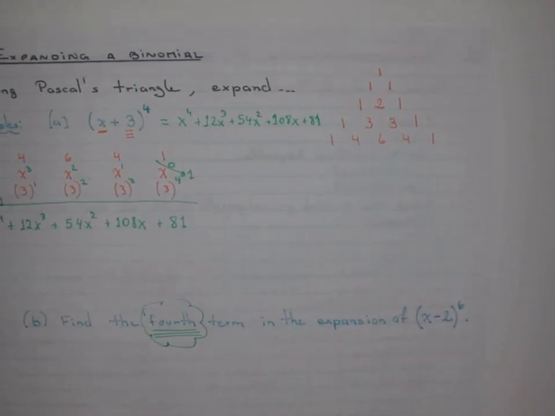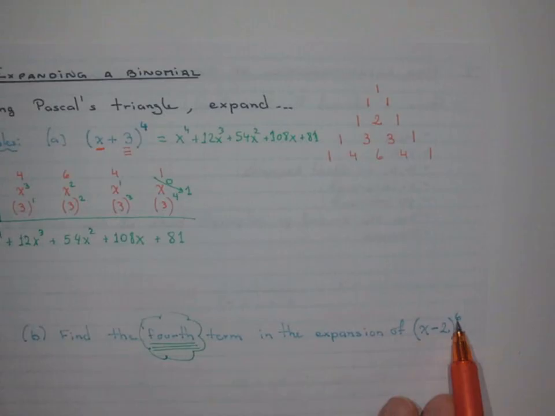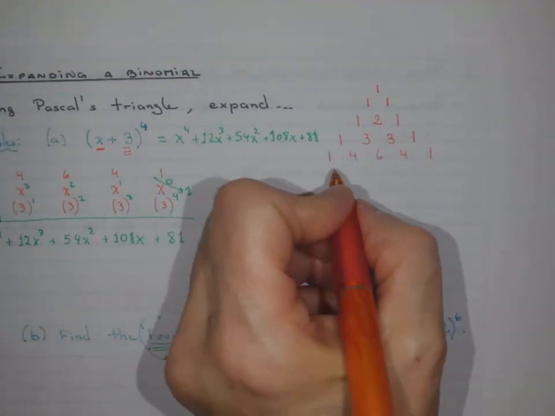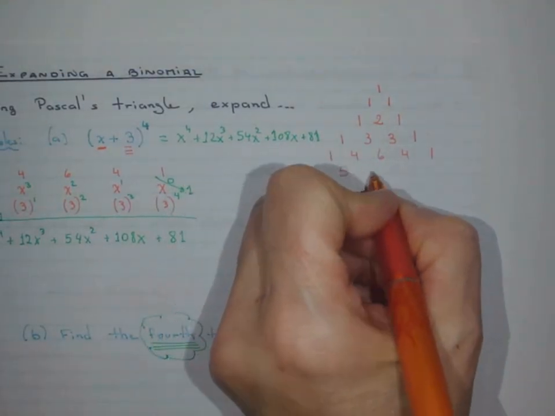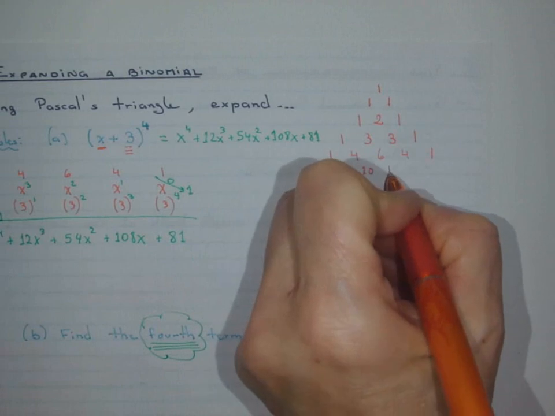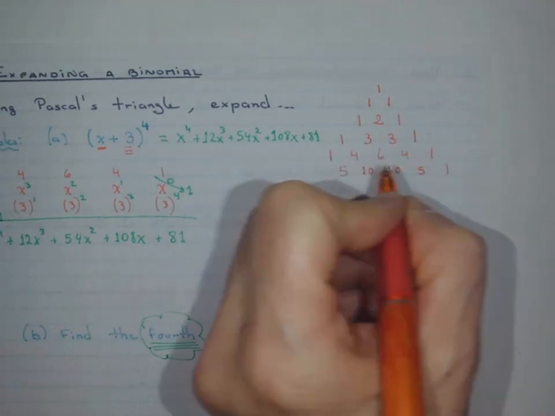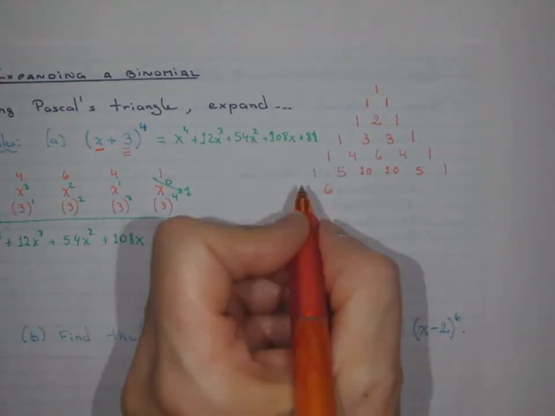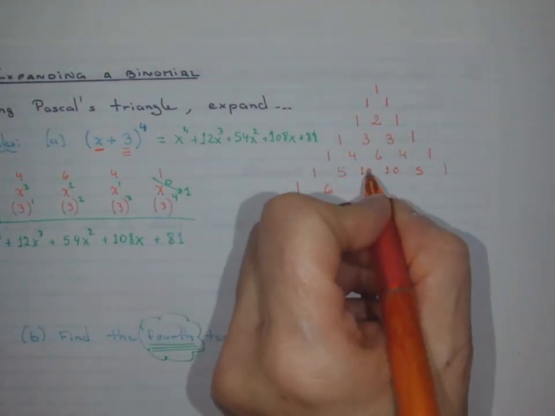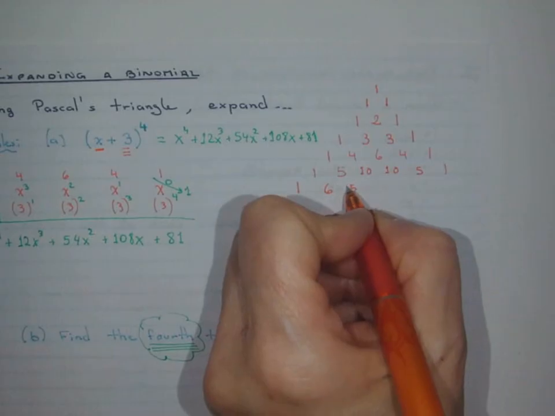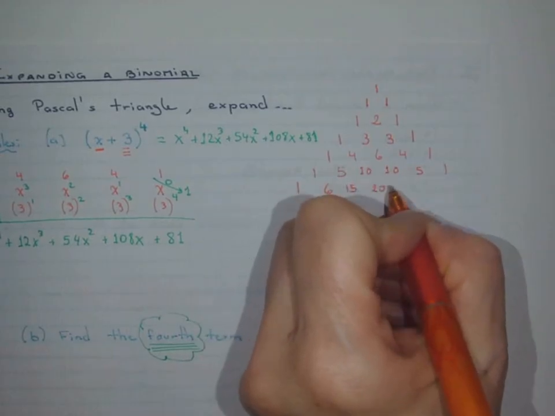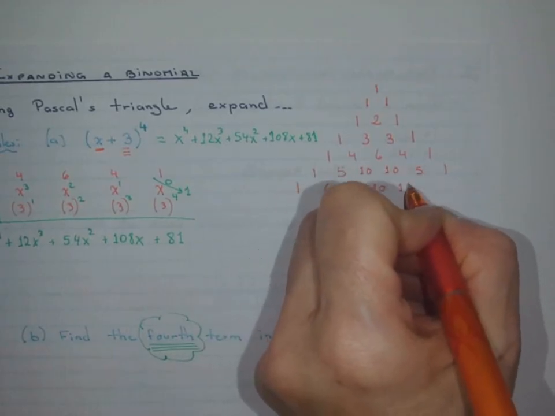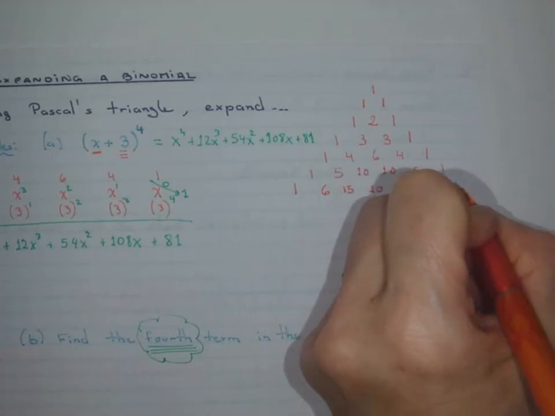So I'm just going to keep going on this triangle I already have, and I need to go all the way to the 6 here. So I'm going to have 5, 10, 10, 5, 1 and 1, and then here it will be 6, and that's the one I want, right? So that will be my last line I need. 5 plus 10 is 15, oops, 10 plus 10 is 20, 10 plus 5 is 15, 5 plus 1 is 6, and then a 1, right?